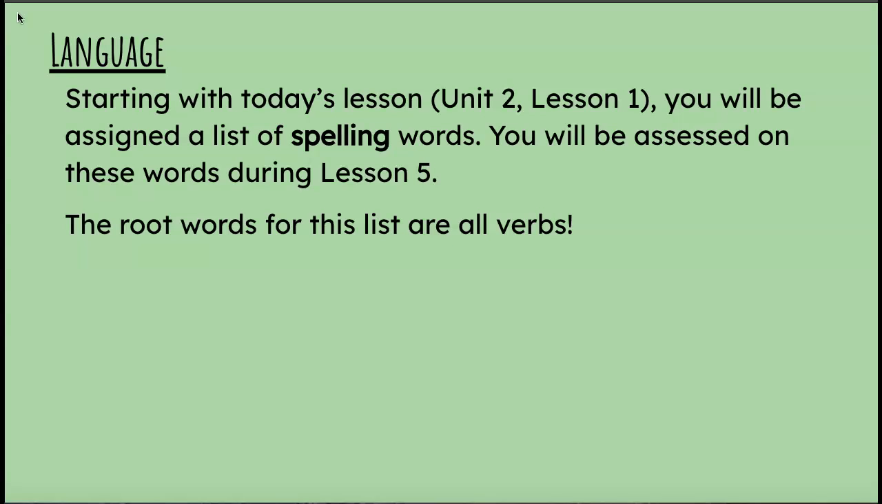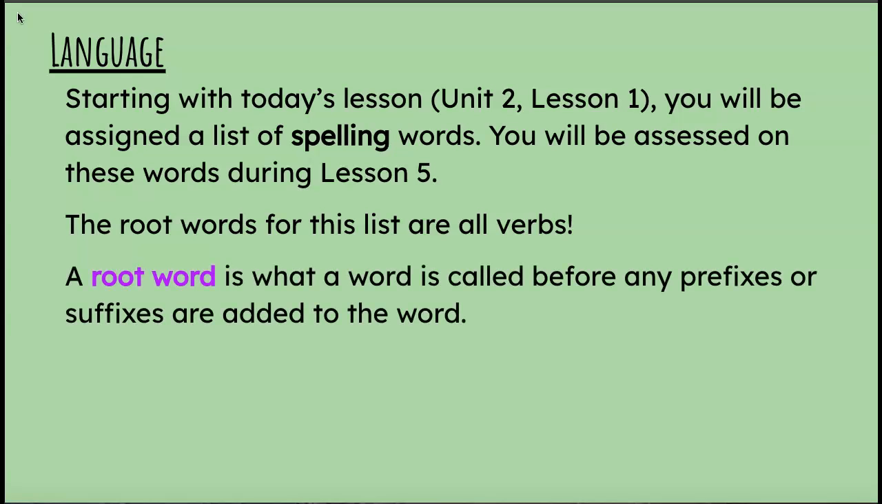When we look at our spelling words, the root words for all the words on the list are all verbs. Do you remember what a verb is? It is an action word. It shows action. A root word, say that with me, root word, is what a word is called before any prefixes or suffixes are added to the word. So think of a tree that has its roots in the ground. It's sort of the stabilizing factor in the tree. A root word is sort of the base of the tree. It's the backbone of the tree.